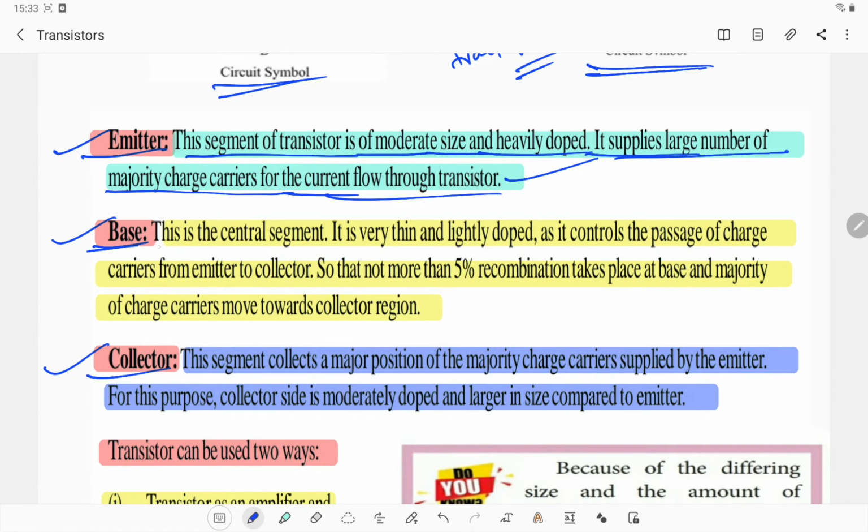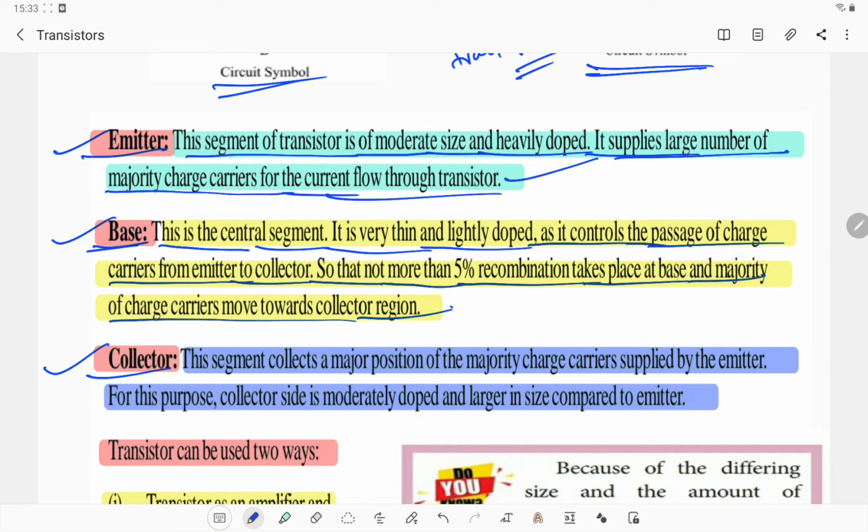Another one is base. This is the central segment. It is very thin and lightly doped as it controls the passage of the charge carriers from emitter to collector, so that not more than 5% recombination takes place at its base and majority charge carriers move towards the collector junction. This we can study deeply in the working of the transistor.